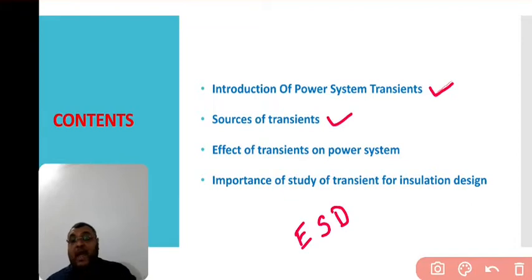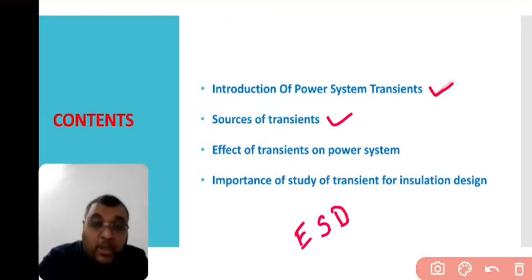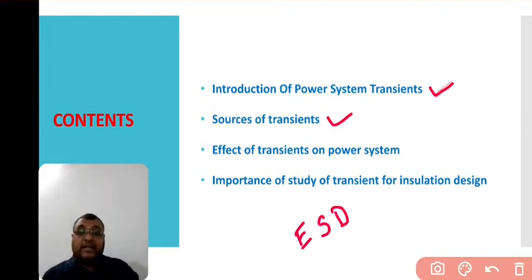It is estimated that 80% of transient activity at a given facility is internally generated. So 80% of the causes of transients are internally generated.